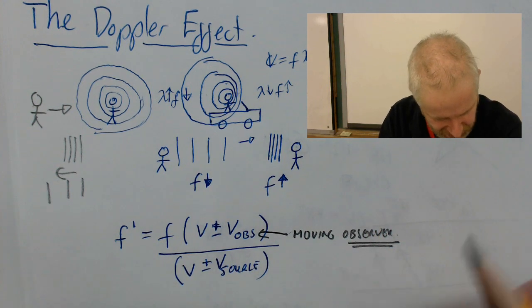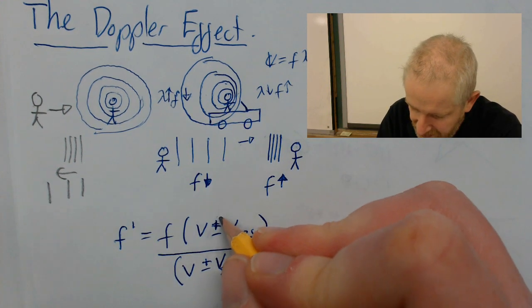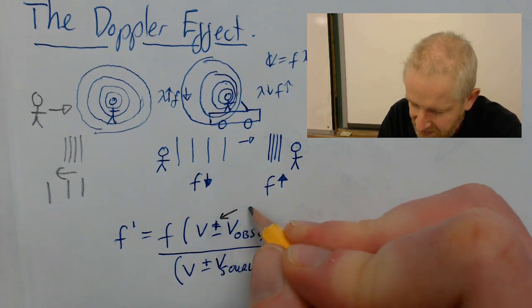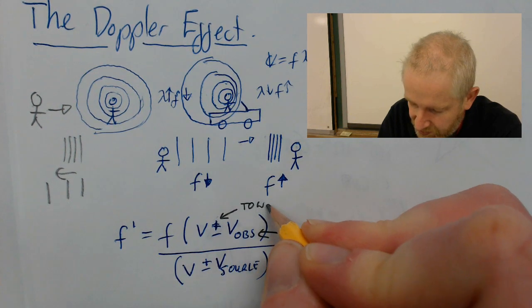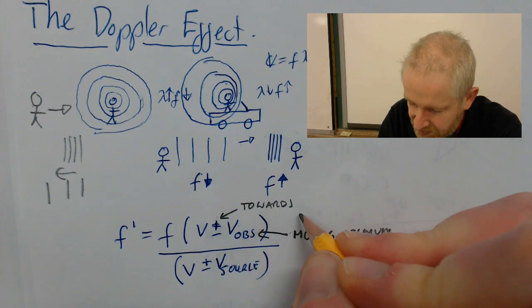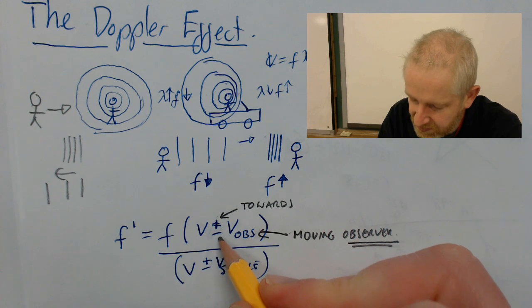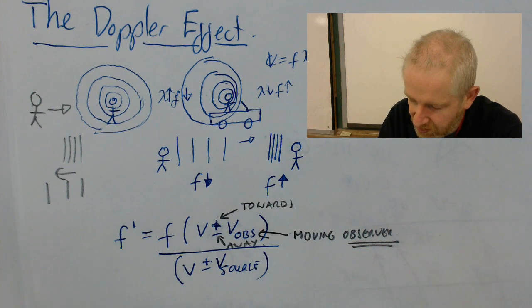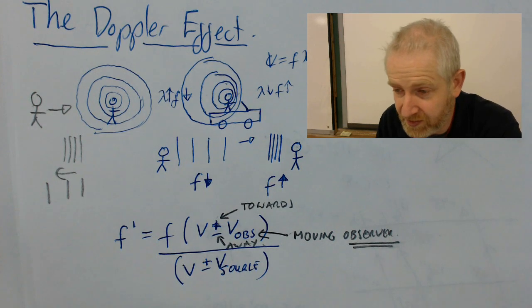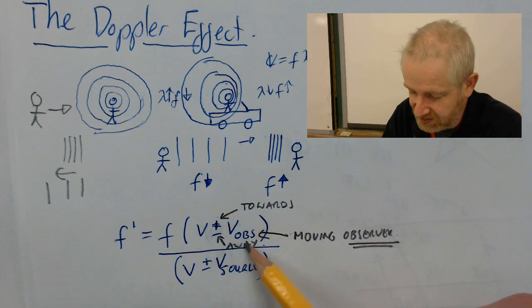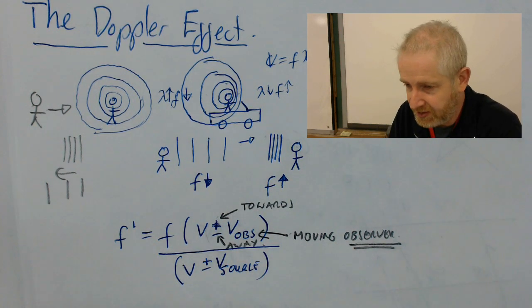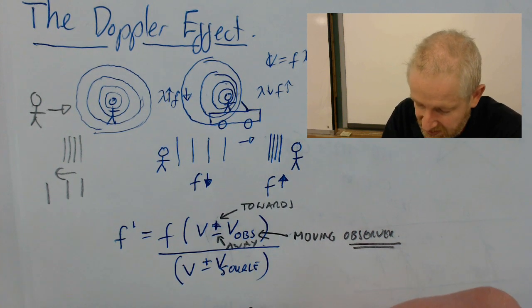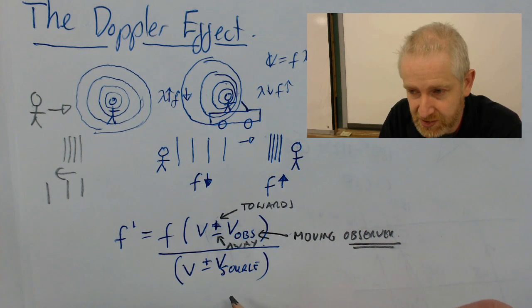Okay, so where are we? Here we go. This is if the observer is moving towards the source, and this is if they're moving away. And if they're not moving, then this second section is just zero. It doesn't exist. Okay, the next bit down the bottom is when the source is moving.